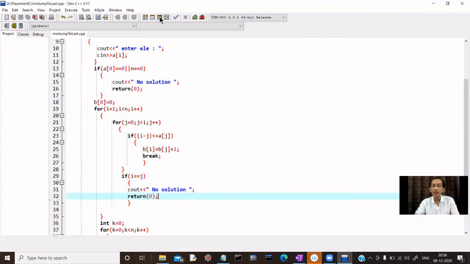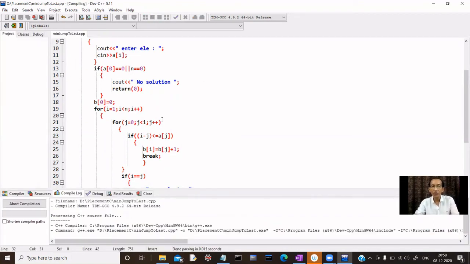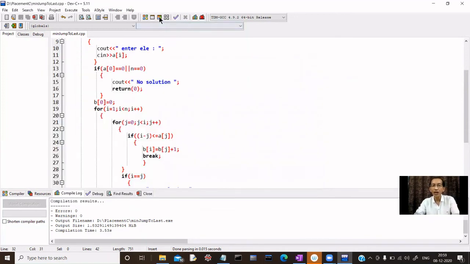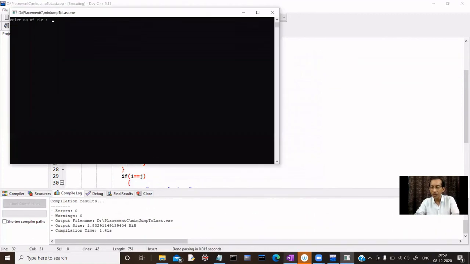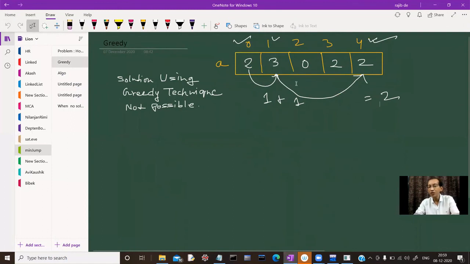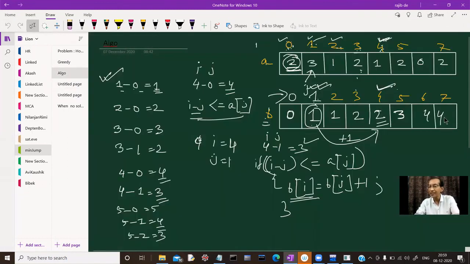Let's run it and see whether it is running fine or not. We will take the examples we have discussed. Say enter number of elements. I am taking the example where no solution is possible. Say we are giving 2 1 0 0 0. See, no solution is possible. Again you run, and while you are running, you take the conditions we discussed. Say this one, 2 3 0 2 2, or this one where we are getting the answer as 4. How many elements are there? 8 elements are there.